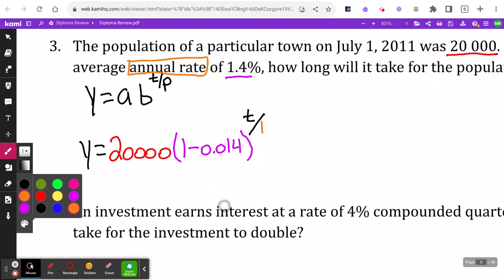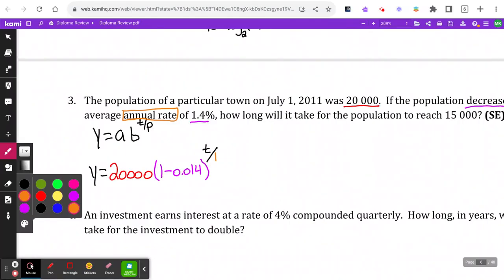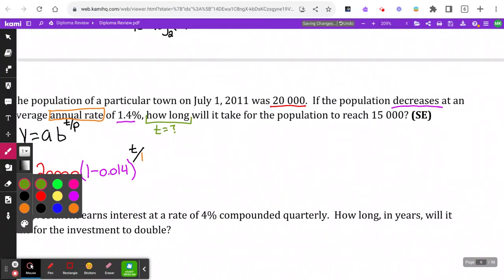Build the equation first. You've seen that on written response questions where it says make an equation. That's the first part. Then the second part is to solve for something. Okay, that's me building an equation. I have two unknowns, y and x, in this case, y and t. Then answer the question. It says, how long? That means I'm looking for t. Will it take for the population to get to 15,000? That means y equals 15,000.